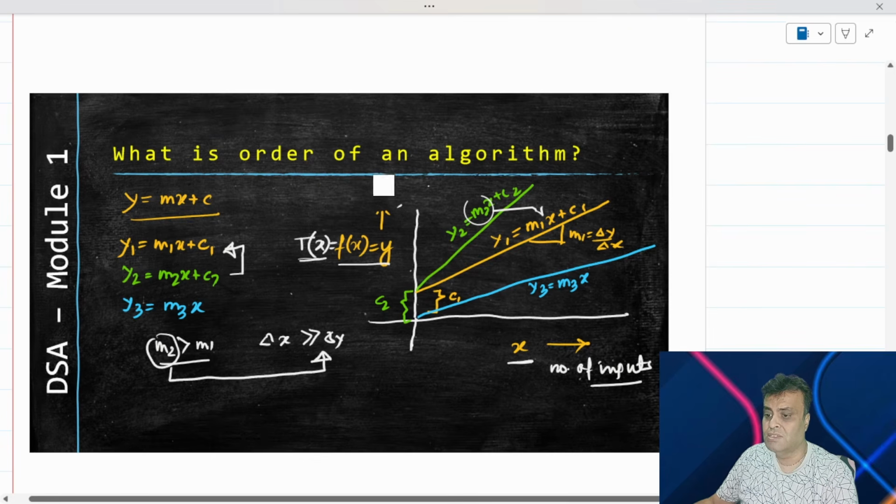I can make this y1 run on a faster machine. So if I make this run on a faster machine, what will happen? My M1, for which the time was increasing faster for a particular set of inputs, will now take much slower time, right? So when I say slower time, the delta here was increasing much faster.